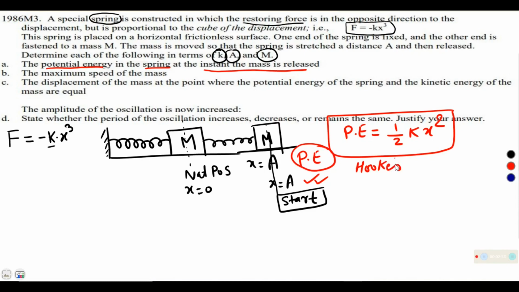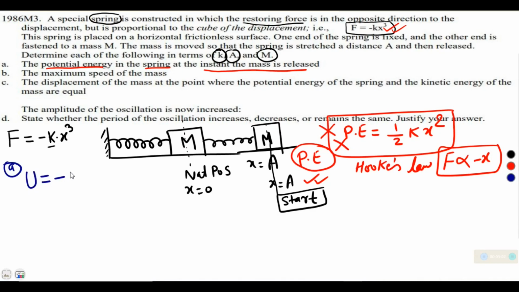It doesn't follow Hooke's law, because Hooke's law says the restoring force should be proportional to negative of x. But here it is proportional to cube of the x. So this will not be applicable here. So how can we find this? To find the potential energy, we have to think fundamentally. What is the potential energy? We know that the potential energy is the negative of the work done due to field force.